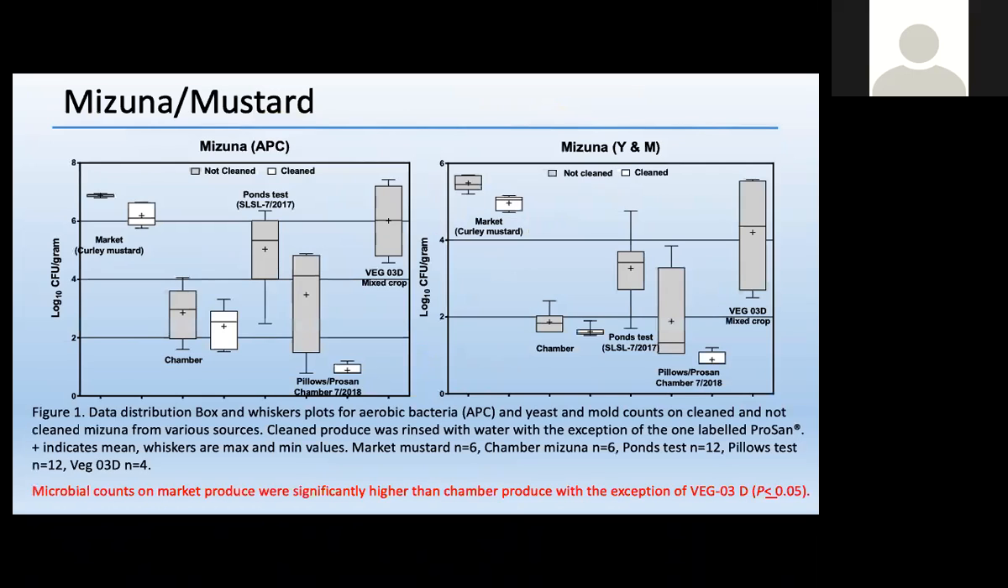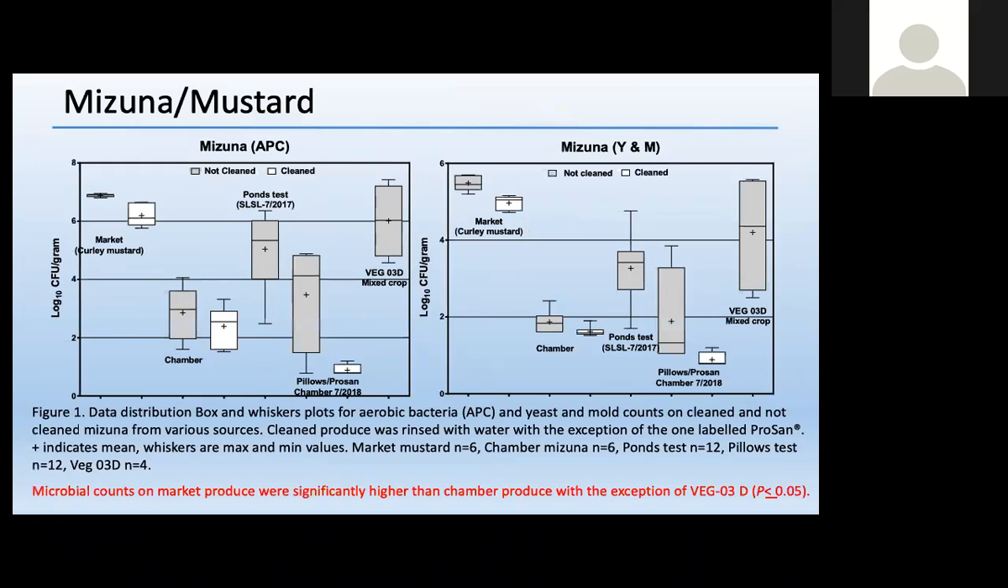So I'm going to talk about the bacterial counts and the yeast and mold counts and kind of where they fall with those different sample sources of produce. So on this graph, we have, in this scale, the Y scale is colony forming units log 10 per gram fresh weight. The samples are the market curly mustard. So this is just the Mizuna mustard. I'm going to talk about each individual produce type.